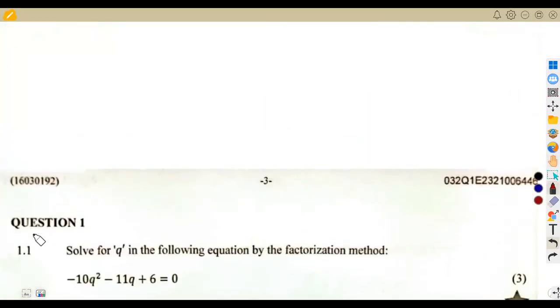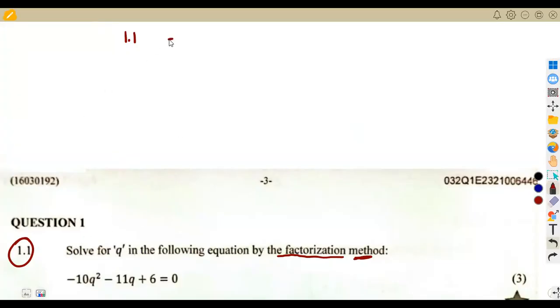This was our first question, question number 1 and 1.1. We were given to solve for q in the following equation by the factorization method. This is what is important. Do not just answer the question. Understand the method that they want you to use. Okay, this is by factorization method. And we are given our equation. I'm just going to write it here.